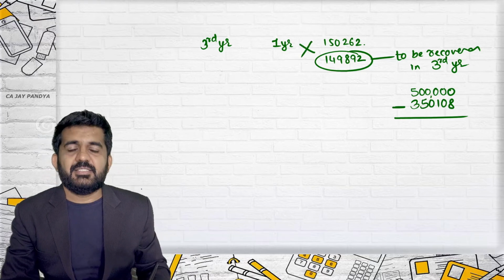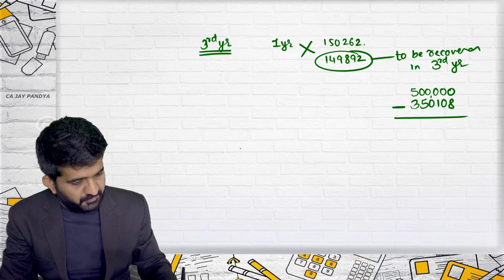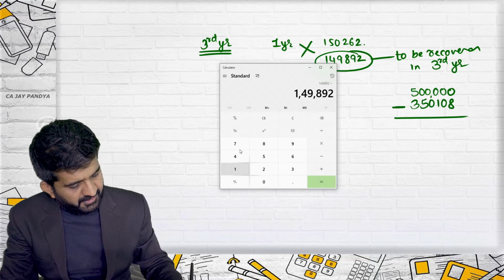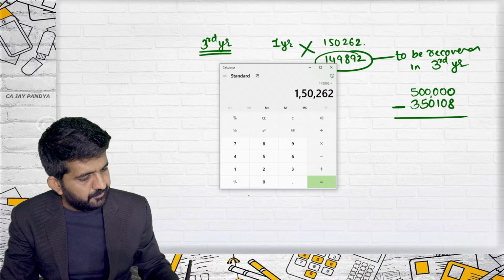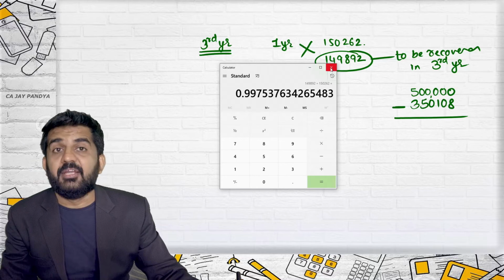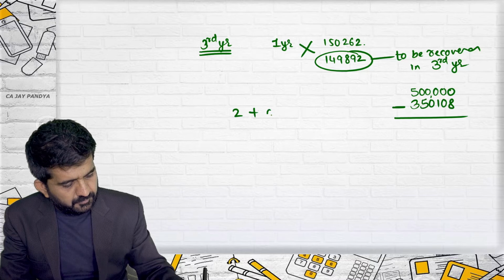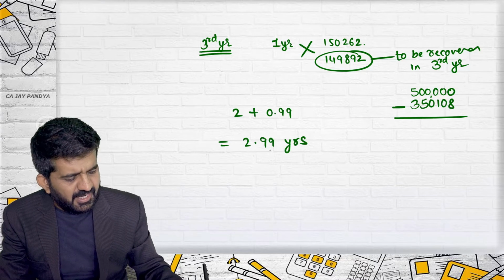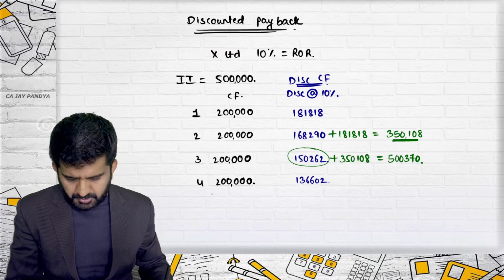Cross multiply this. In the third year, so it is 2 point something. It is 149,892 divided by 150,262. It is 0.99, and 2 years are already completed, so it is 2.99. And we were knowing it is very near to 3 years. Is it alright?